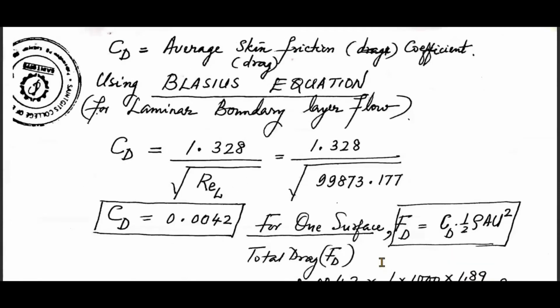So the important point is you should remember the Blasius correlation or Blasius equation for finding the coefficient of drag, CD equal to 1.328 divided by root of Re_L. Remember it is used for laminar boundary layer flows.